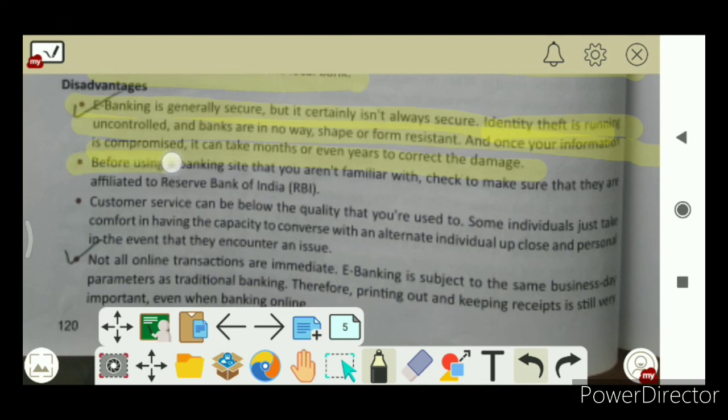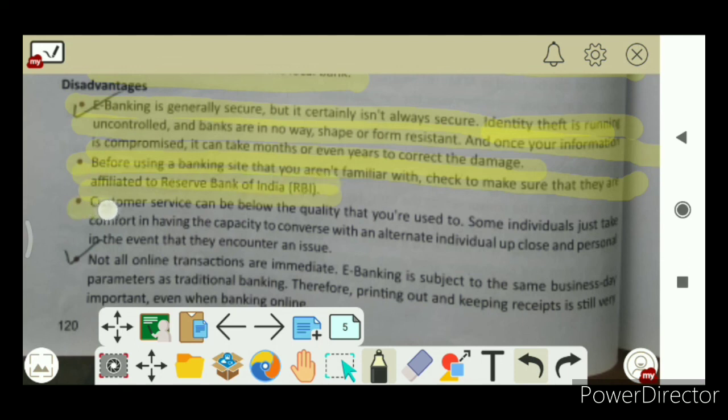Before using a banking site that you are not familiar with, make sure that it is affiliated to the Reserve Bank of India. If you have any doubt regarding any banking site, first of all you have to check whether this site is affiliated to the RBI or not. This will provide you safety, because there are many fake sites which want to know your personal information for hacking your accounts.